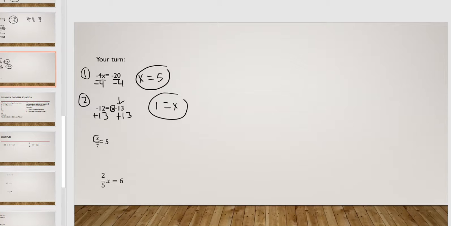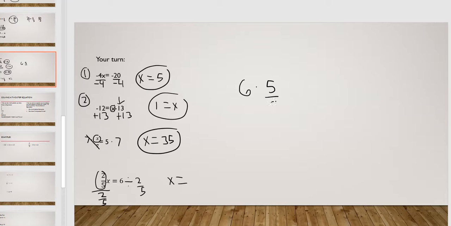For the next one, x divided by 7 equals 5. The way that we get rid of a division is by using multiplication. We have to multiply by 7 on both sides. That leaves us with x equals 35. And the last one is a fraction, but we're not going to panic. This is 2/5 times x. To get rid of a multiplication, we use division. So we would divide by 2/5 on both sides. So x equals 6 divided by 2/5, which ends up giving us 15.